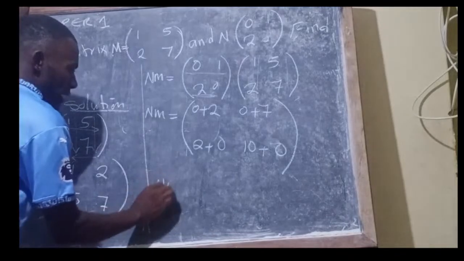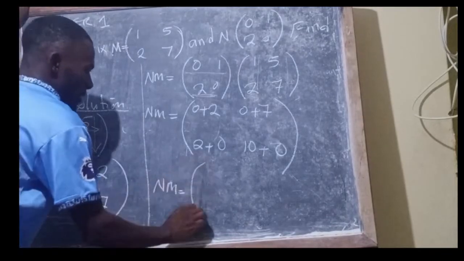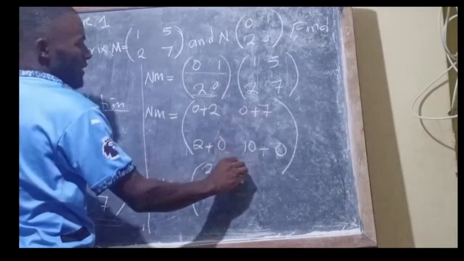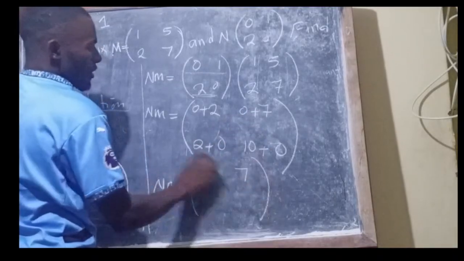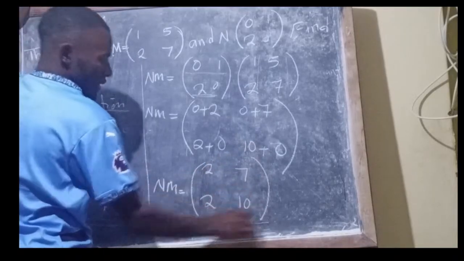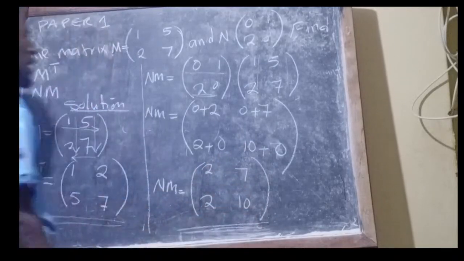So now NM is going to be this plus this, that is 2, 0 plus 7, that is 7, 2 plus 0, that is 2, 10 plus 0, that is 10. So this is the answer.